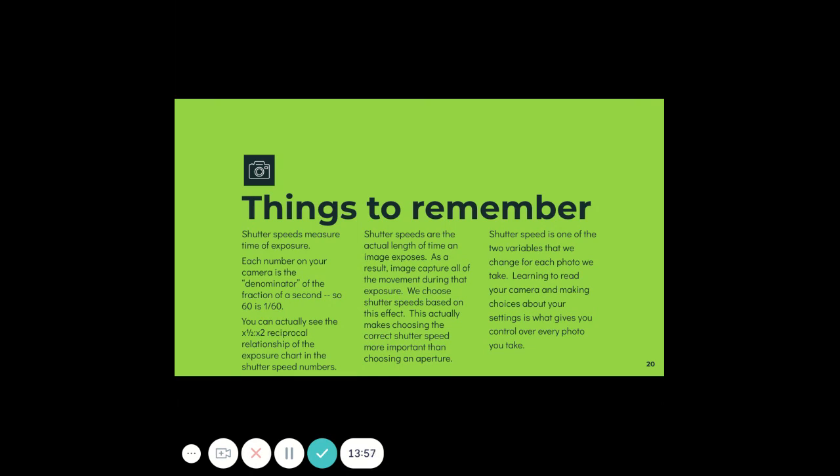And of course, shutter speed is one of the 2 variables that we change for each photograph we take. And reading your camera and making choices about your settings is what gives you control over every photograph you take.